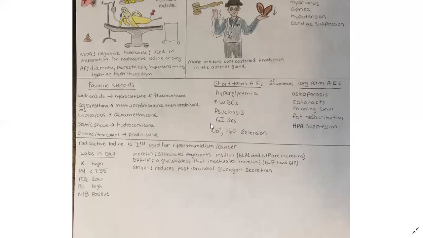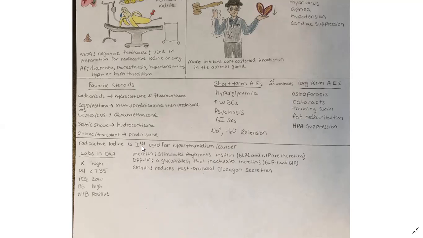And then there's no more pictures here, but these are just some important notes. For Addison's disease, you would use hydrocortisone and fludrocortisone. It's probably very important to remember the short-term adverse effects of corticosteroids, such as hyperglycemia, increased white blood cells, psychosis, GI symptoms, sodium and water retention. And then long-term adverse effects of corticosteroids are osteoporosis, cataracts, thinning skin, fat redistribution, and then hypopituitary axis suppression.